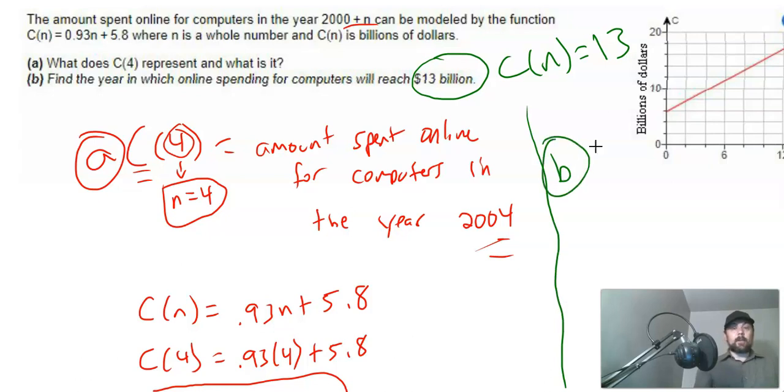And so for part B, they give you a graph over here. You can see it's a function because if you do the vertical line test, but I wouldn't use the graph to answer these questions unless it specifically said to do that. You're going to get a more exact answer from the equation.